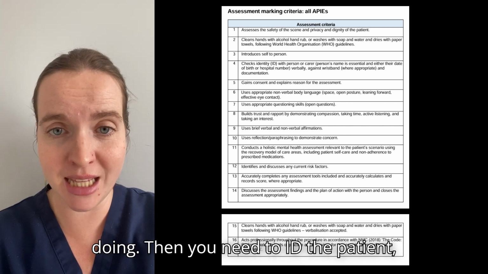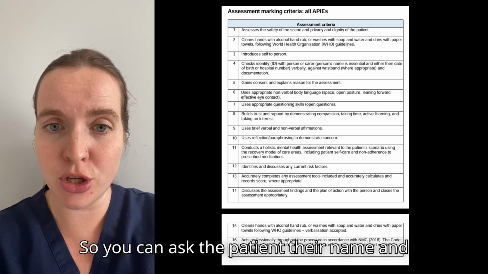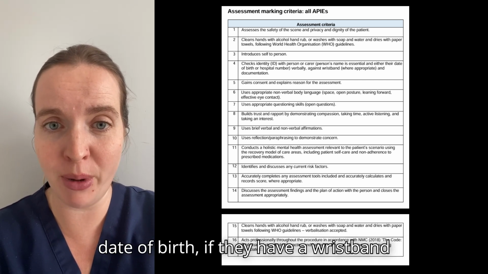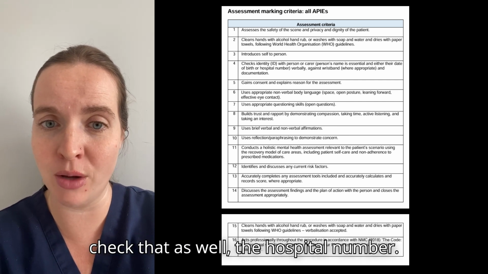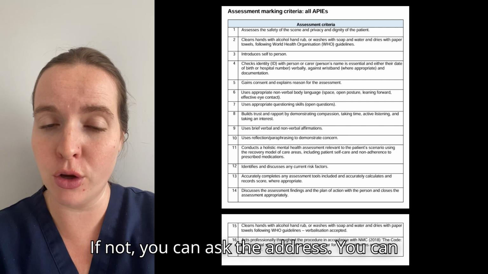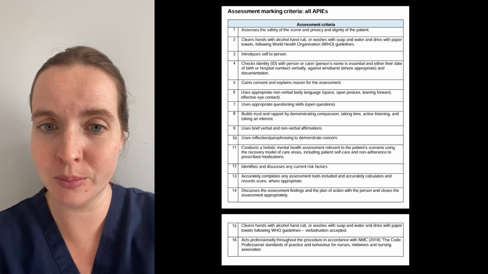Then you need to ID the patient, checking it against your documents. You can ask the patient their name and date of birth. If they have a wristband on, if it's a hospital setting, you can check that as well, the hospital number. If not, you can ask the address. You can also check the allergies there as well.